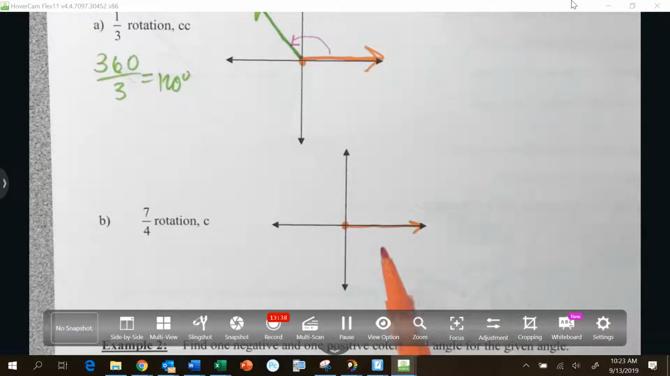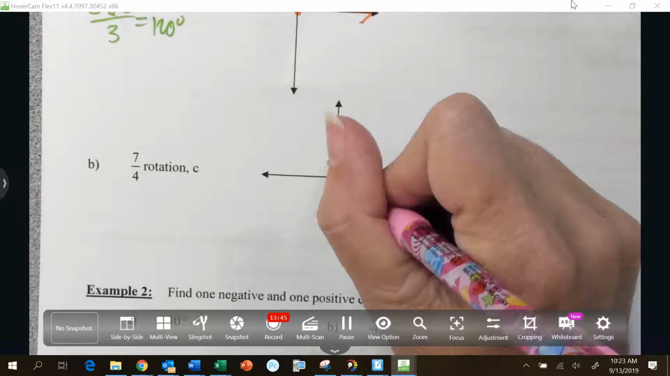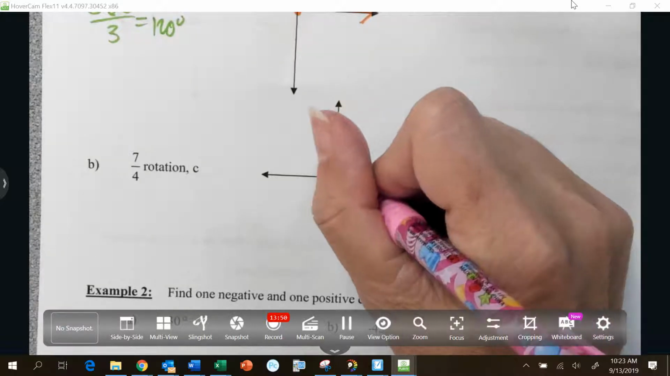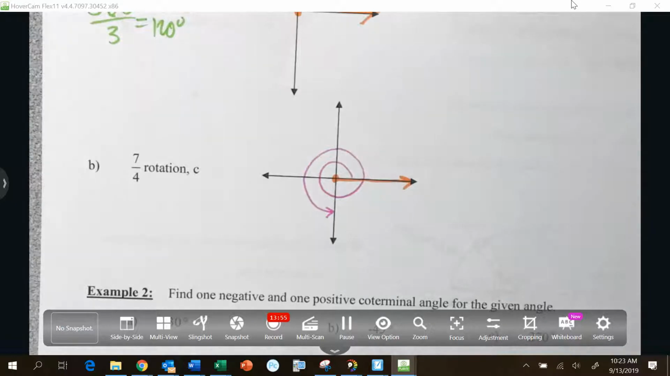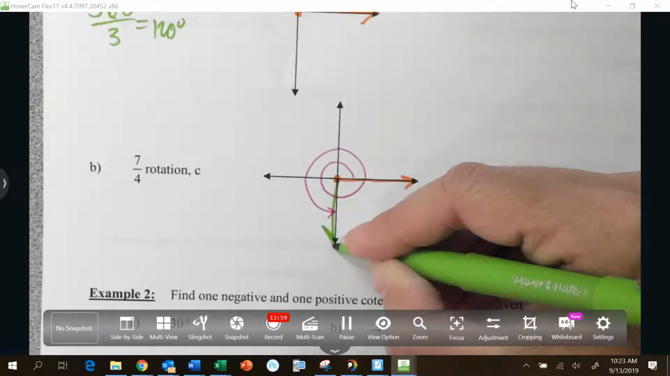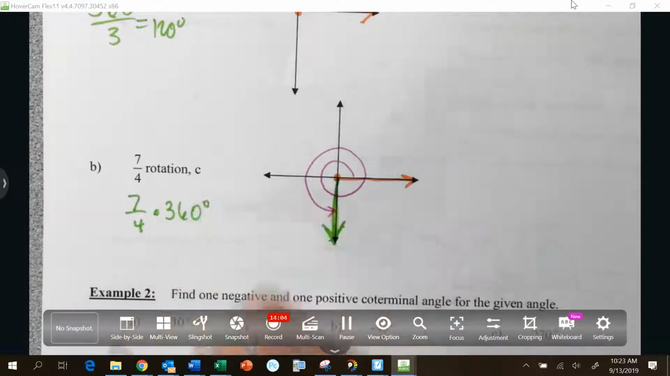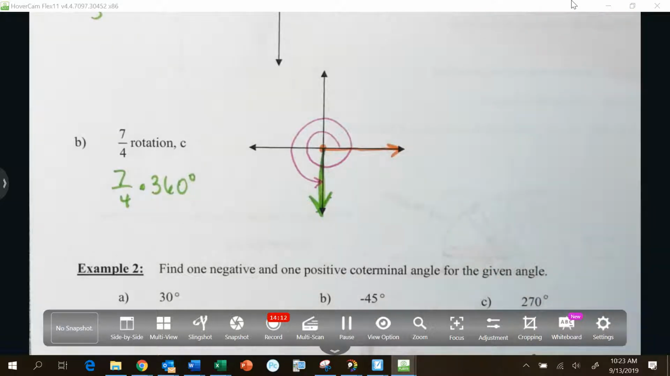So my initial side, and then I'm going to use my pink pen to go, here's 1/4, 2/4, 3/4, 4/4, 5/4, 6/4, 7/4 rotation around the entire thing, and that will be my terminal side. If you take it and you do 7/4 multiplied by 360 and find that degrees, that's another way that you can figure out where to put it. But you still need to show that you went around more than once. Okay.